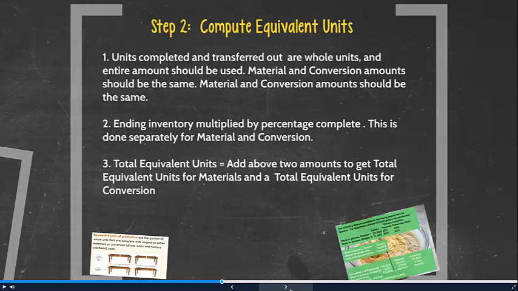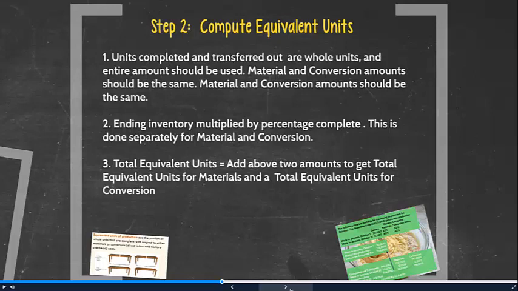In step 2 of this process, we compute the equivalent units. Equivalent units means how many whole units can we make out of all of these partially completed units. And there's 3 pieces to this puzzle. First, we're going to look at all of those completed and transferred out units. Those units are whole units and should be accounted for as such. We're going to separate this out into materials and conversion amounts because in this second piece of this, the ending inventory is going to be multiplied by the percentage complete in each of these separate categories for material and conversion.